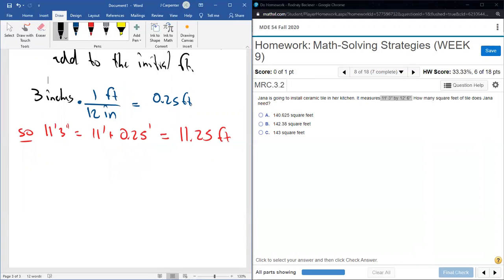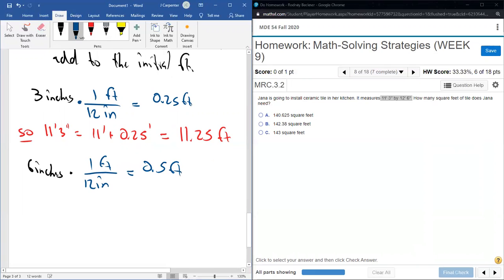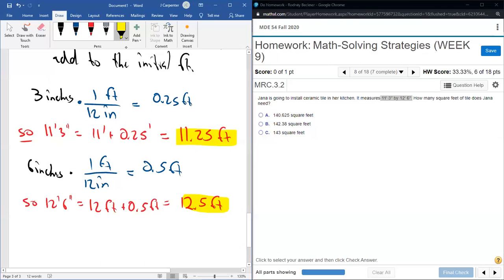Now let's work on the 12 foot 6. So we got 6 inches. We need to know how much of a foot is that. Clearly, we're multiplying inches in the bottom, feet in the top, and it's still 1 to 12. 6 and 12 will reduce to a half, so you get 0.5 feet. So the 12 foot 6 inches is really 12, I'll do it with the units written in words this time, 12 feet plus 0.5 feet, which is 12.5 feet. So these are our dimensions purely in feet.